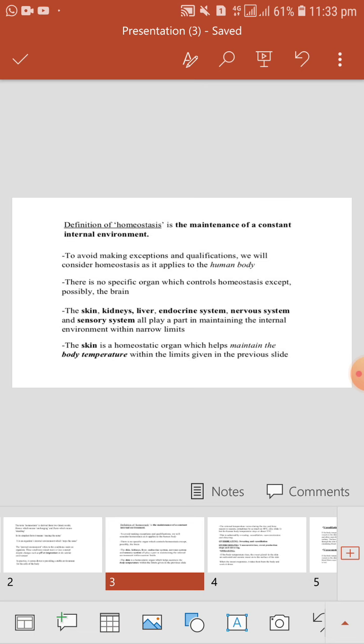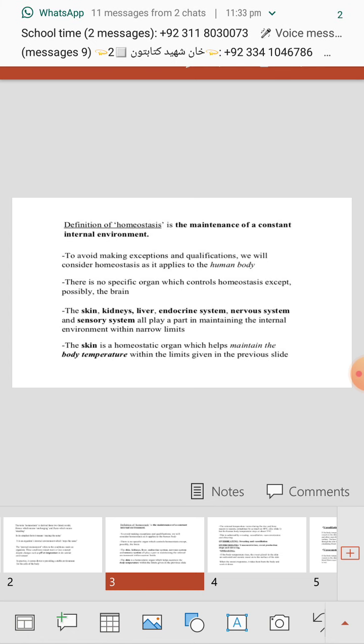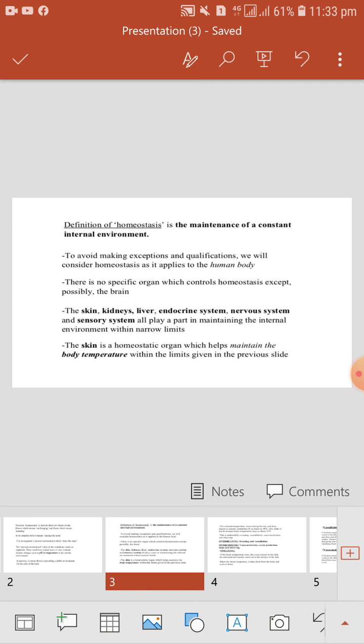There is no specific organ which controls homeostasis, but only the brain performs the function by which homeostasis may be controlled, while the skin, the kidneys, the liver, the endocrine system, the nervous system, and the sensory system all play a very important role in maintaining homeostasis. The skin is also a homeostatic organ which helps in maintaining the body temperature within a limited range.